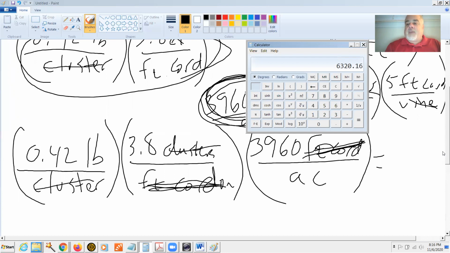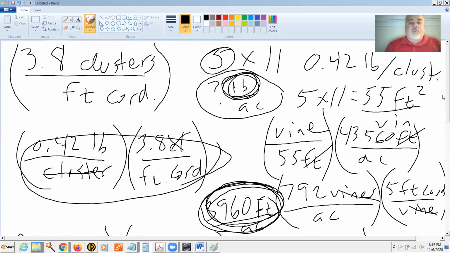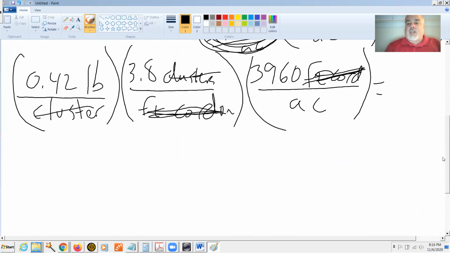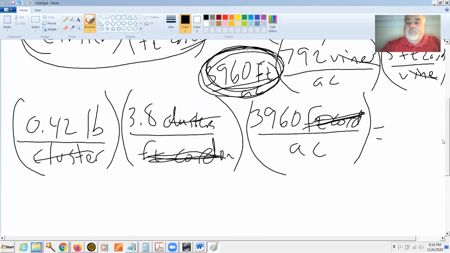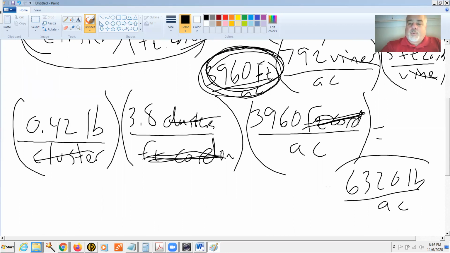In this instance, I'm going to get 6,320 pounds per acre. And what was I after in the beginning? The question, pounds per acre. So the answer is 6,320 pounds per acre.